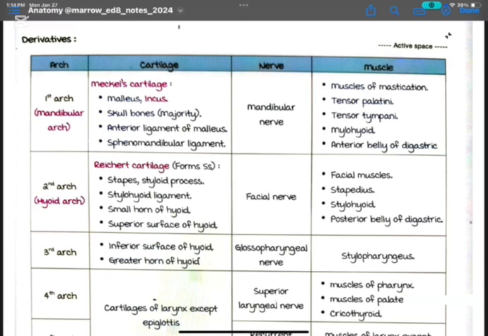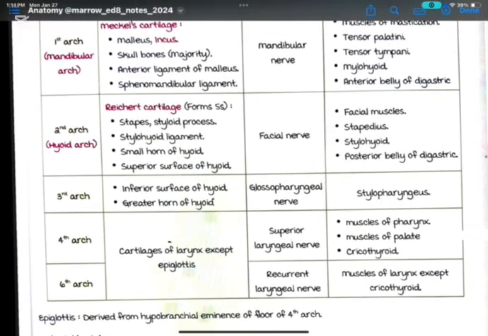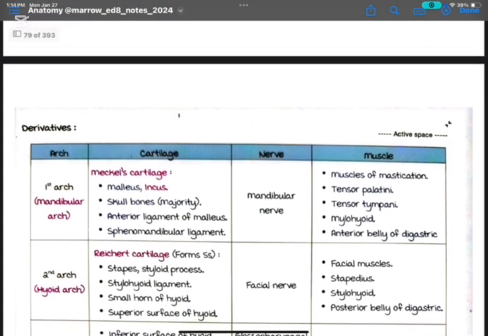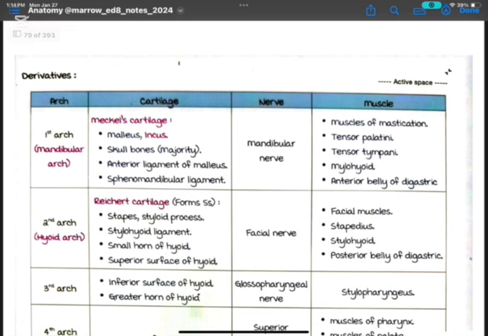Derivatives of the first arch, second arch, third arch, fourth arch, and sixth arch. The first arch is called the mandibular arch, the second the hyoid. The first arch cartilage is Meckel's cartilage, which forms the malleus, incus, majority of skull bones, anterior ligament of malleus, and sphenomandibular ligament. The nerve of the first arch, the mandibular arch, is the mandibular nerve.